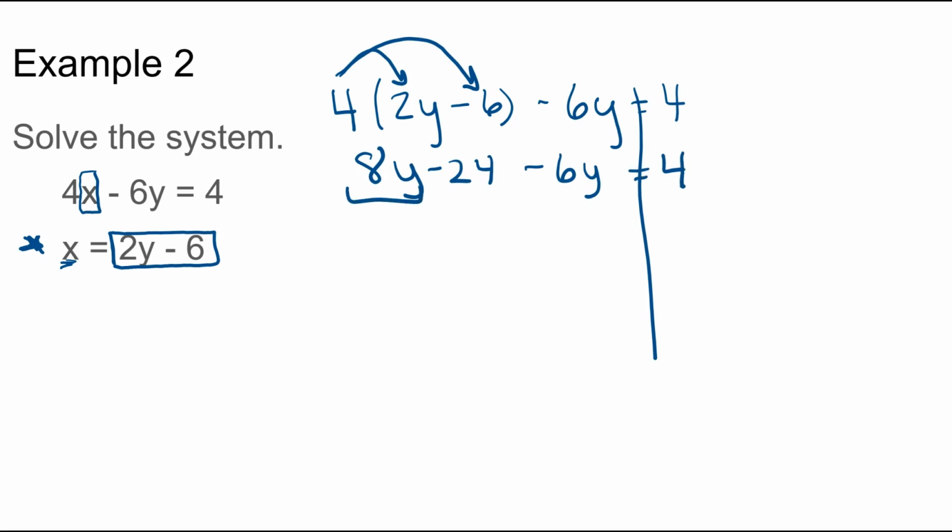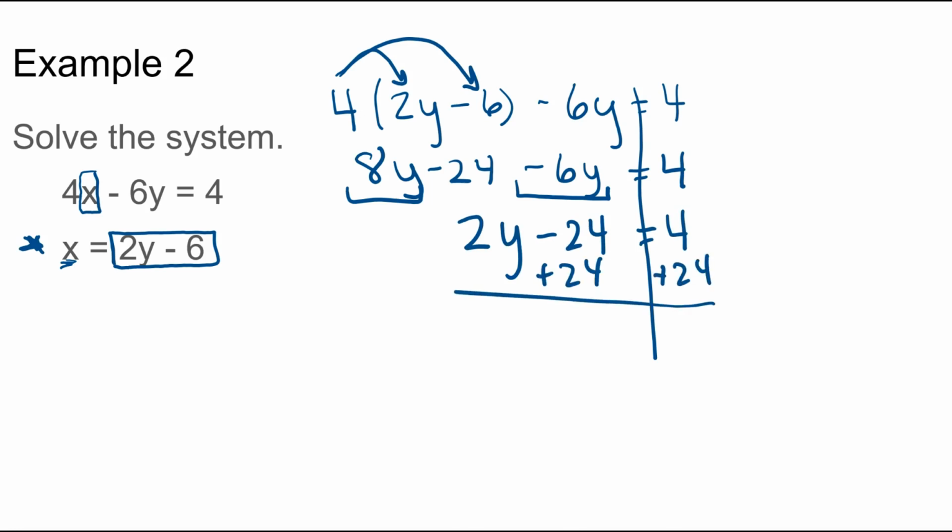Now we've got an 8y here and a negative 6y. 8 minus 6 gives us 2y minus 24 equals 4. Add 24 to both sides. We get 2y is equal to 28. Divide both sides by 2. y is equal to 14. Halfway there. We have y.